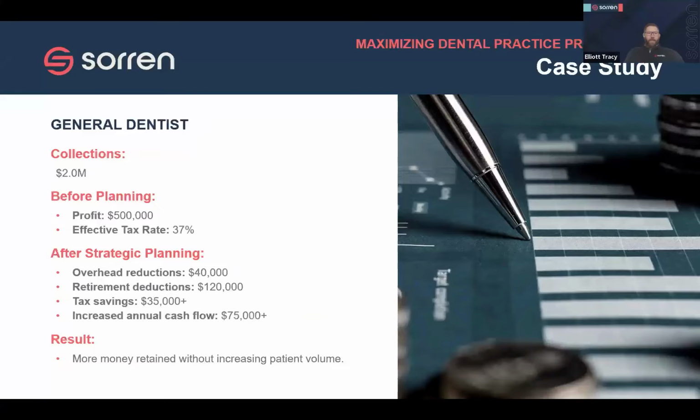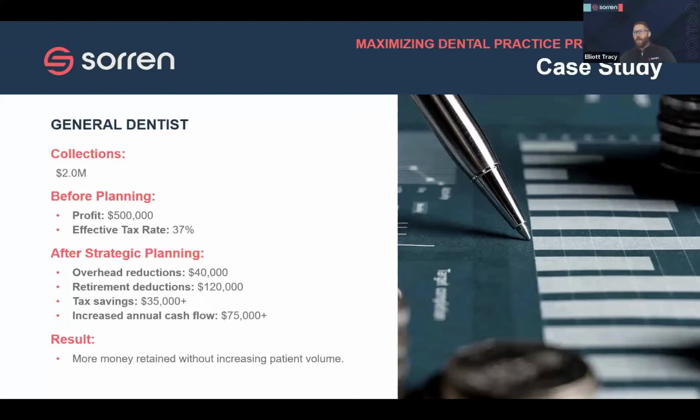So have a little quick case study on proper planning. This is a general dentistry practice that's collecting roughly $2 million. They have profit of $500,000. So there's your EBITDA margin of 25% that we talked about earlier. In this case, they're in the highest federal effective tax rate, which in our current tax law is 37%. If they are able to find a, I'm sorry, $40,000 reduction in overhead, that's only a 2% decrease. So not a lot.